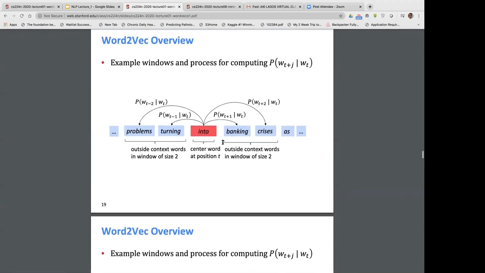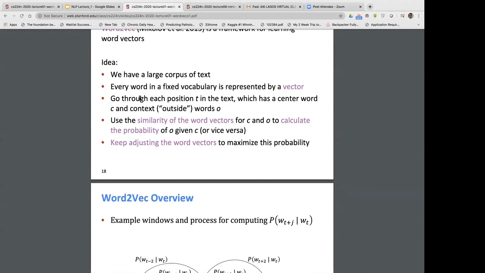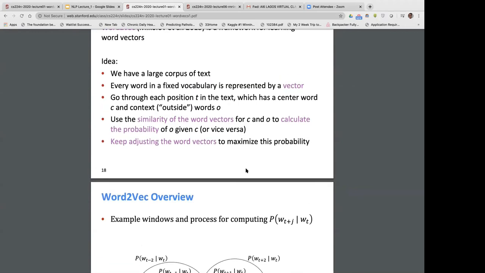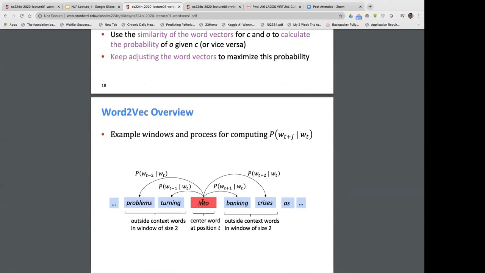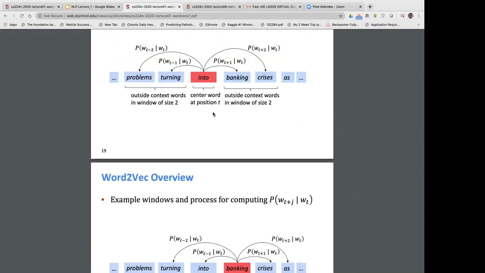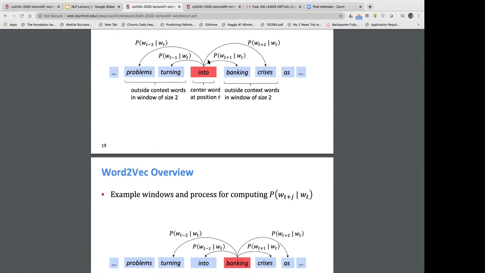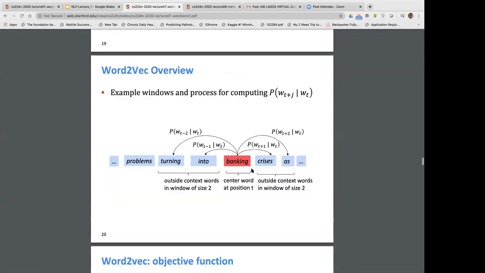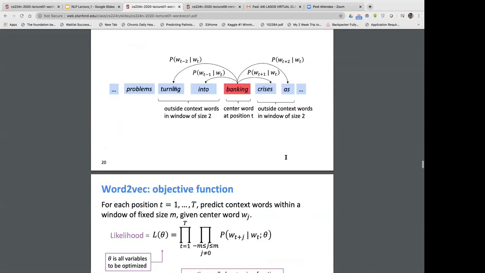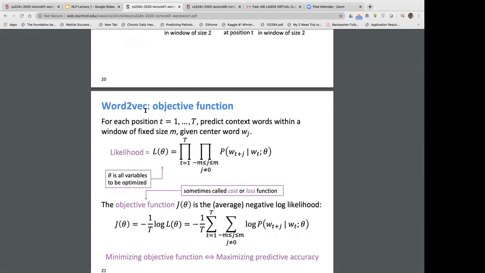We do this over all the words in your text, going through each position. You keep shifting. After we've computed the probability of this word, we'll move to banking. For banking, if we're using a window of size two, we'll consider just turning, into, crisis, as. You keep doing that. Like I said before, the objective is to predict context words within a fixed window given a center word.